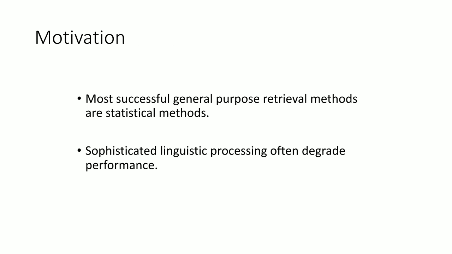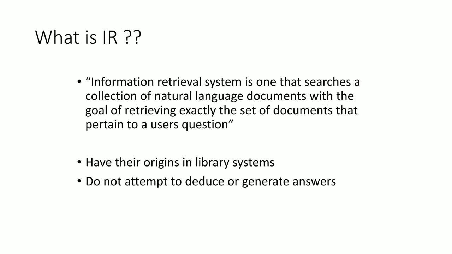Motivation. Most successful general purpose retrieval methods are statistical methods. Sophisticated linguistic processing often degrades performance. So what is IR? An information retrieval system is one that searches a collection of natural language documents with the goal of retrieving exactly the set of documents that pertain to a user's question. These systems have their origins in library systems, and do not attempt to deduce or generate the answers.